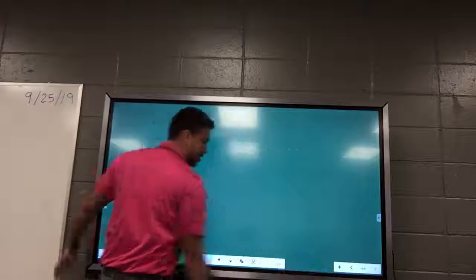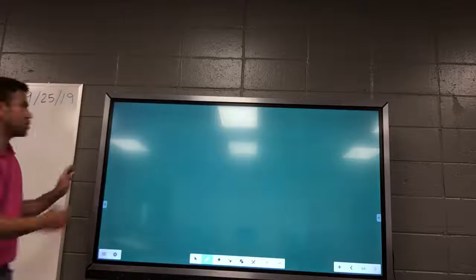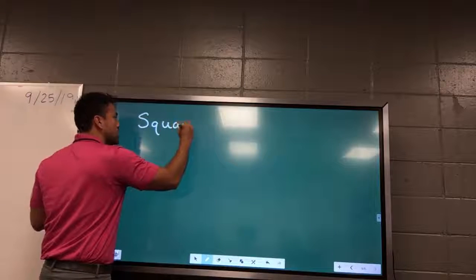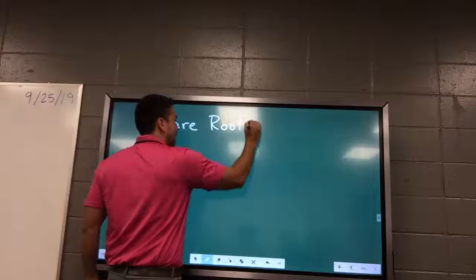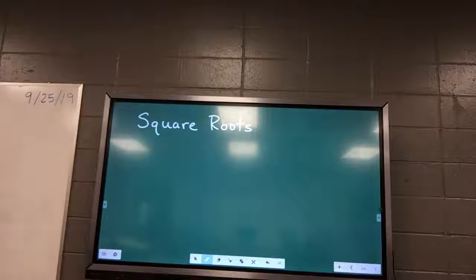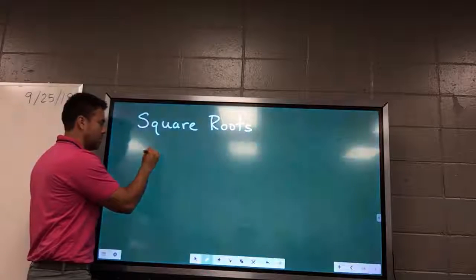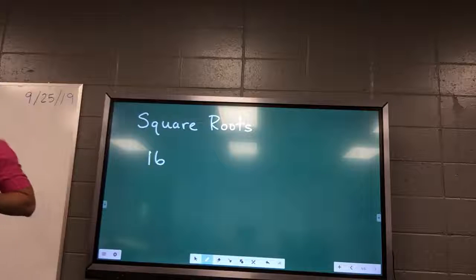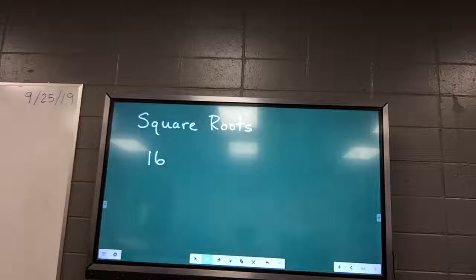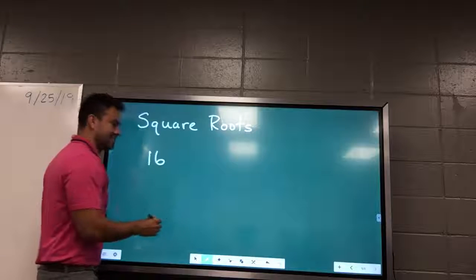Okay, last thing here. We're going to talk now about square roots. Guys, did I say anything about these numbers being square roots? No, I didn't. These are perfect squares. Find the square of something. Now I'm going to start asking for square roots. What is the square root of 16? This is what I'm asking: what number times itself would get me 16?